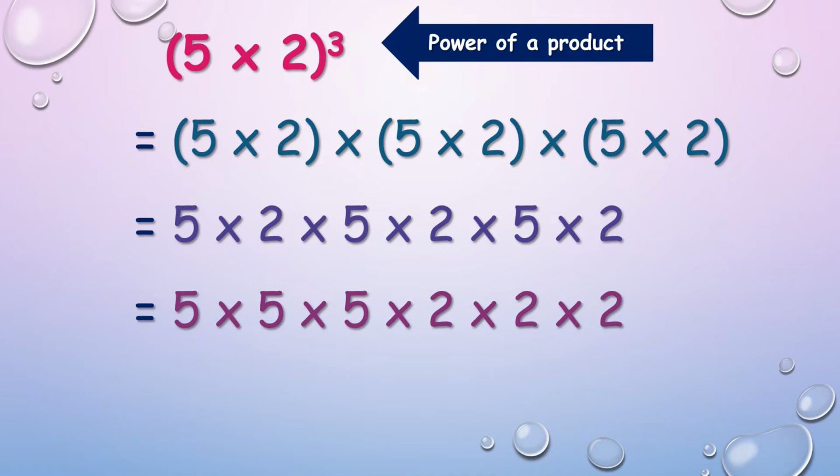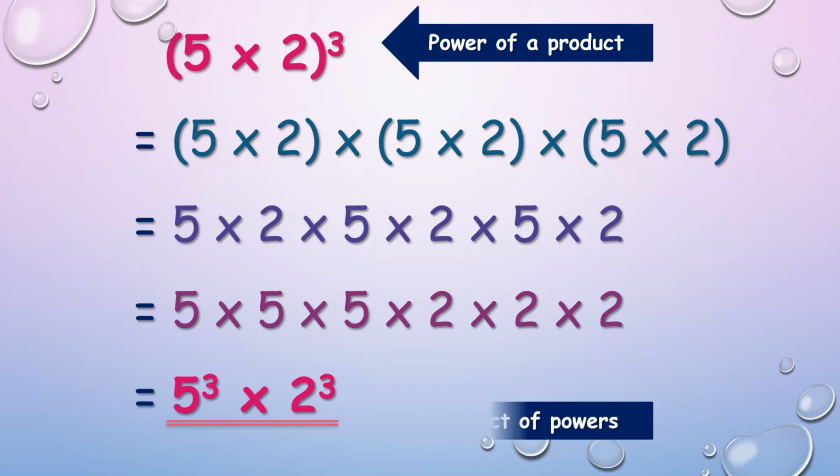Then first there are 3 5's: 5 times 5 times 5, and next there are 3 2's: 2 times 2 times 2. 5 times 5 times 5 can be written as 5 to the power 3 and 2 times 2 times 2 can be written as 2 to the power 3. So this is the answer. And this is a product of powers. First one is also a power. The second one is also a power. So this is a product of powers.